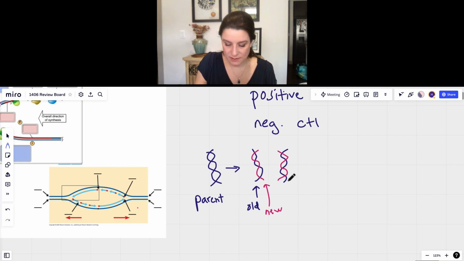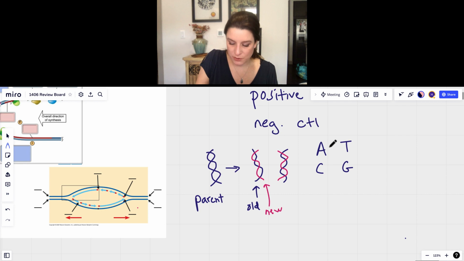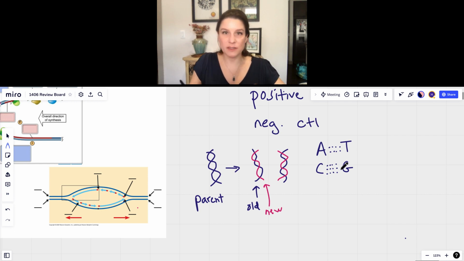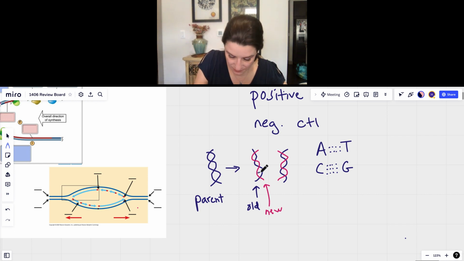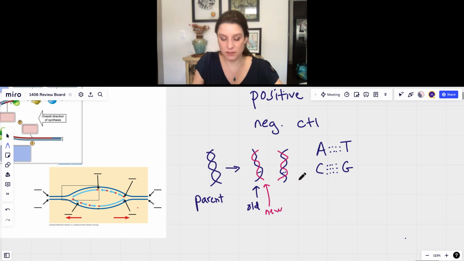Okay, so you have these double helices, one old, one new, and this is all based off those base pairing rules, right? So the A and the T go together, and then the C and the G, and it doesn't matter which order, and they have hydrogen bonds between them. There's 2 versus 3. And that's what holds the helix together. That's happening between those 2 double helices. So each of those helices is made of long strands of C's and G's.